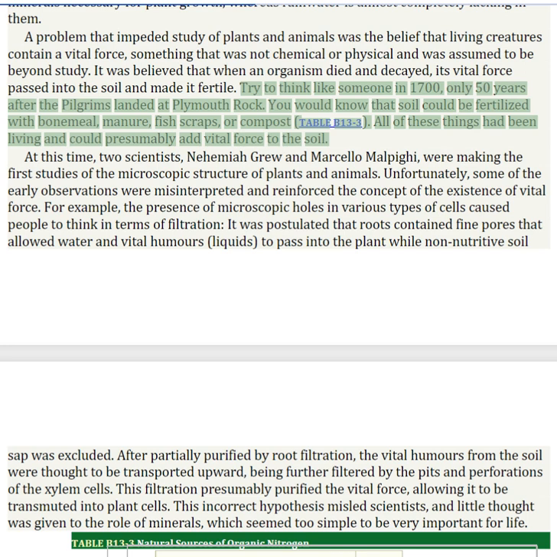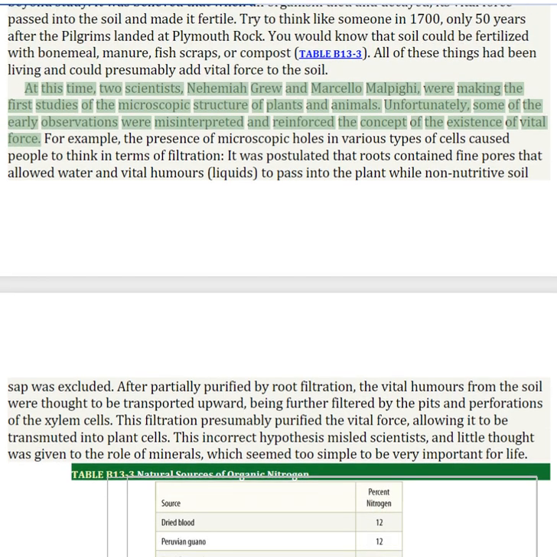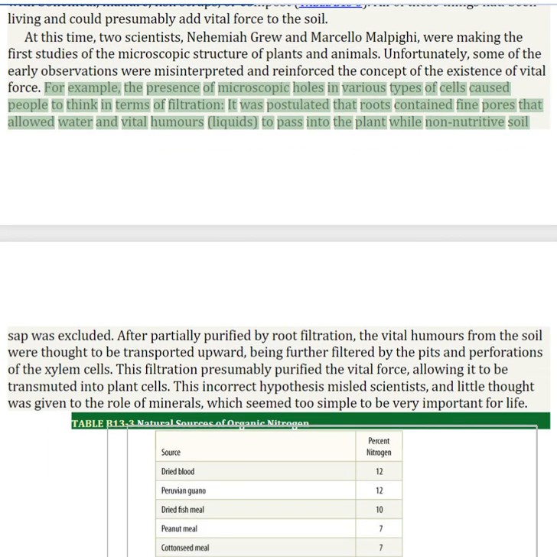You would know that soil could be fertilized with bone meal, manure, fish scraps, or compost. All of these things had been living and could presumably add vital force to the soil. At this time, two scientists, Nehemiah Grew and Marcello Malpighi, were making the first studies of the microscopic structure of plants and animals. Unfortunately, some of the early observations were misinterpreted and reinforced the concept of the existence of vital force.